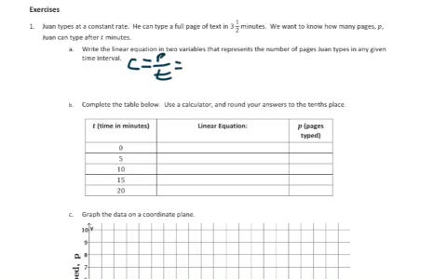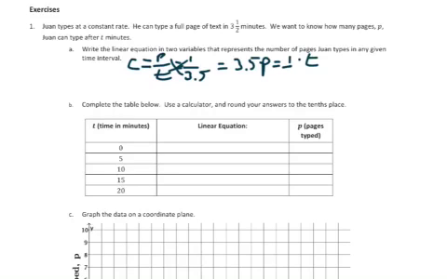So we know we want to set that equal to 1 page over 3.5 minutes. So now do your cross multiplication, and you're going to solve for p. So 3.5p equals 1 times t.